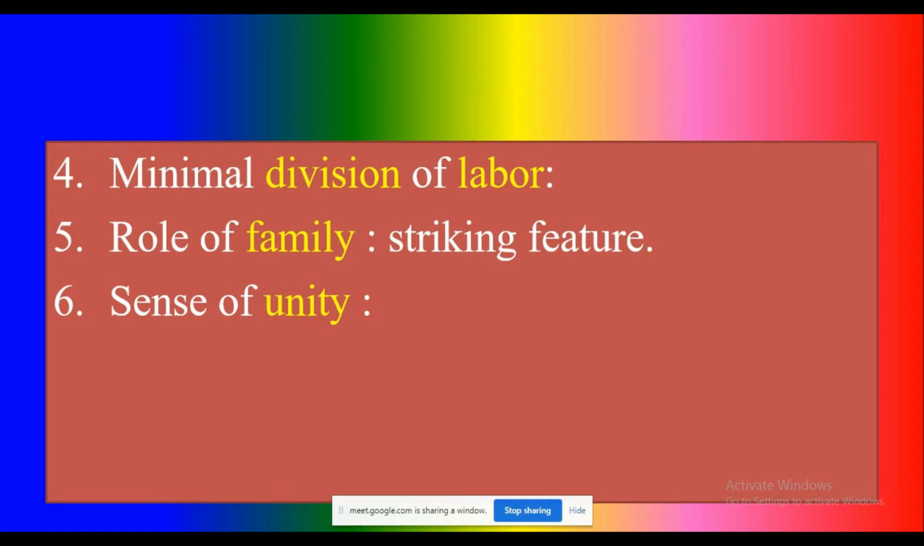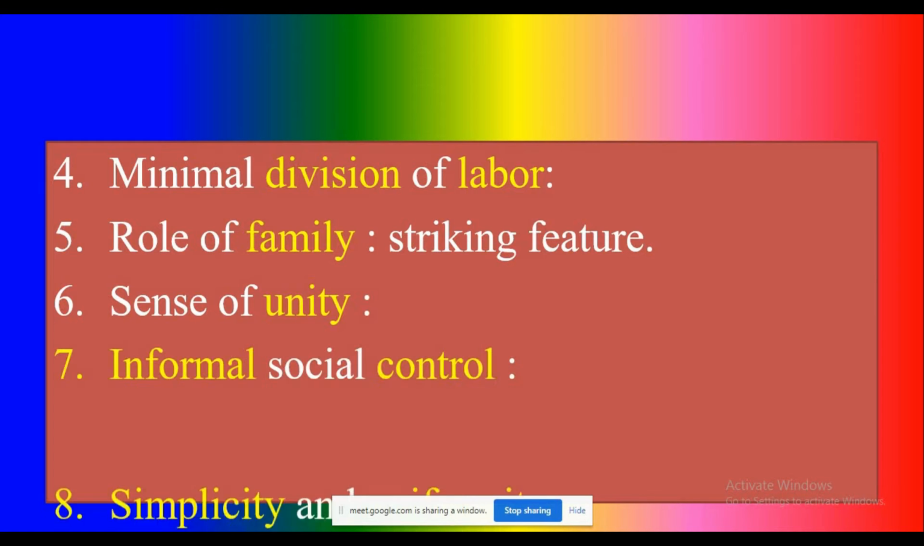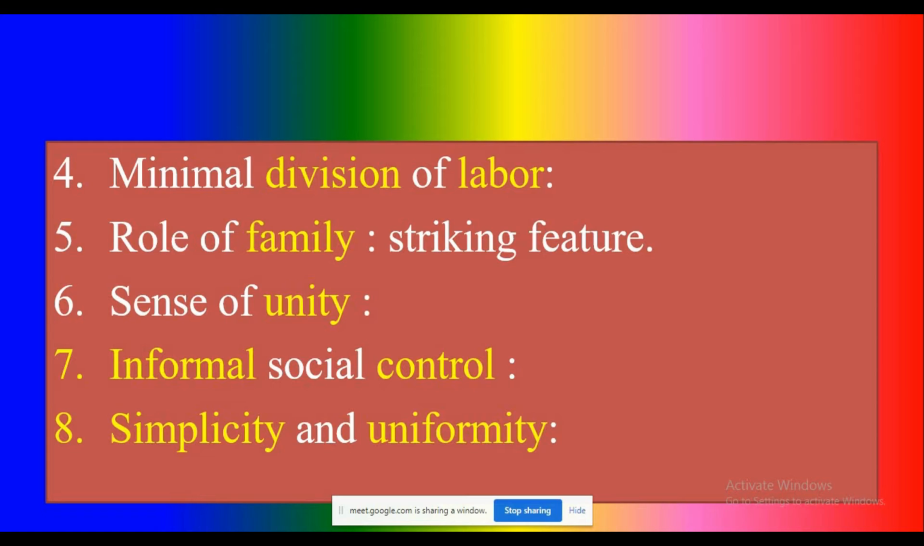Sixth one, sense of unity. The people of agrarian society cooperate with each other and work together. Seventh one, informal social control. The agrarian society is controlled informally. There is no definite law, but it is systematically controlled by family members and religion. Family and religion informally control the agrarian society.